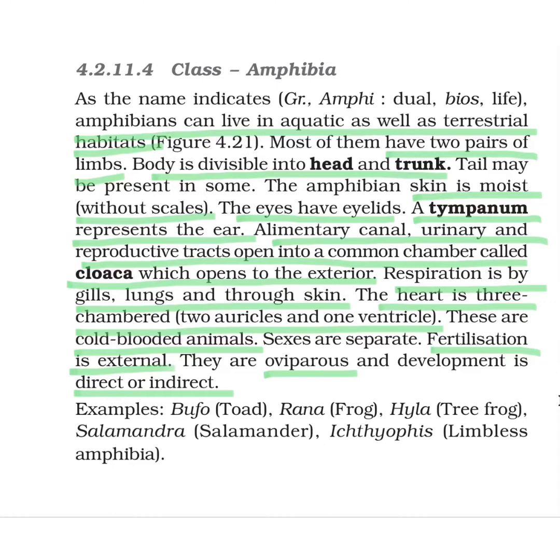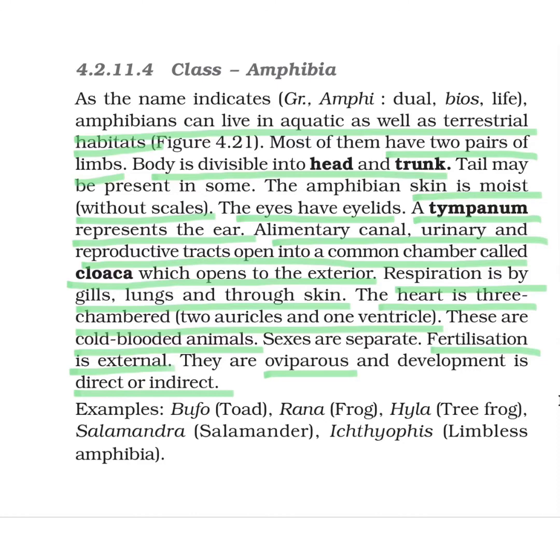Then about reproduction, the sexes are always separate. From now onwards the sexes will be separate. This is the advanced feature, and we are now talking about the most advanced group of animals. Fertilization is external, and they are oviparous. They lay eggs, and the further development, which may be direct or indirect, is observed.